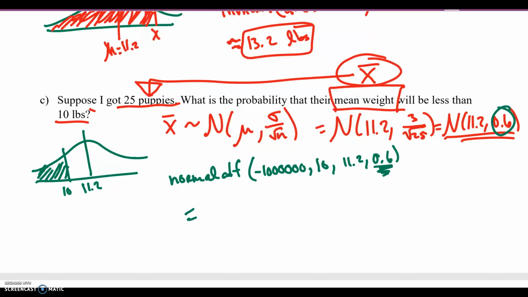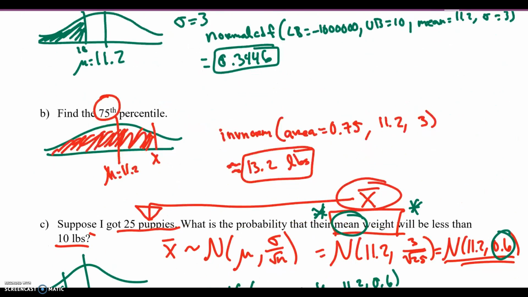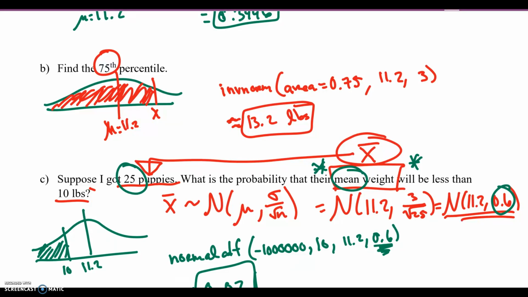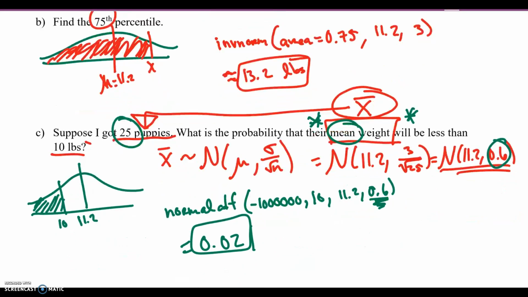Okay, so let me use normal CDF. 11.2, now it's going to change to 0.6, negative 1 million, all the way to 10. Okay, and what I'm going to get is 0.02. Okay, that is going to be my answer. Okay, so when you're doing these types of problems, this is what you really are looking for. What mean weight? This is what you want to do, not regular weight. And I have to give you a value of n. Okay, so in the next video, I'll do another problem just like this one.